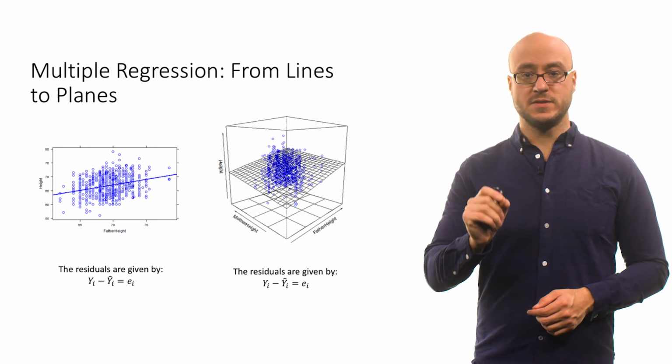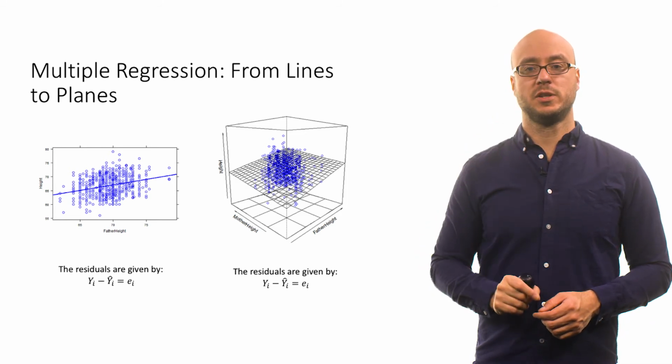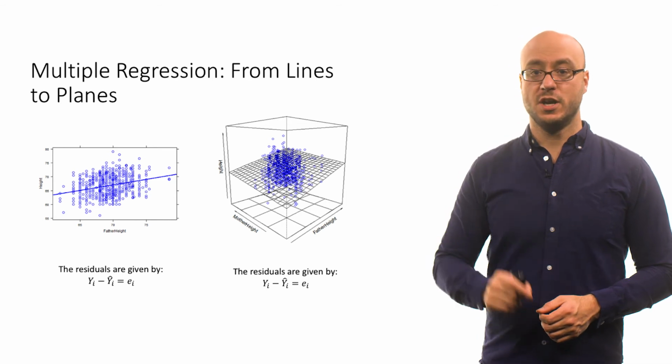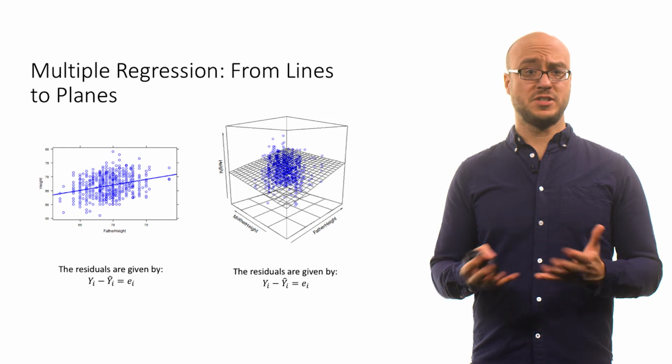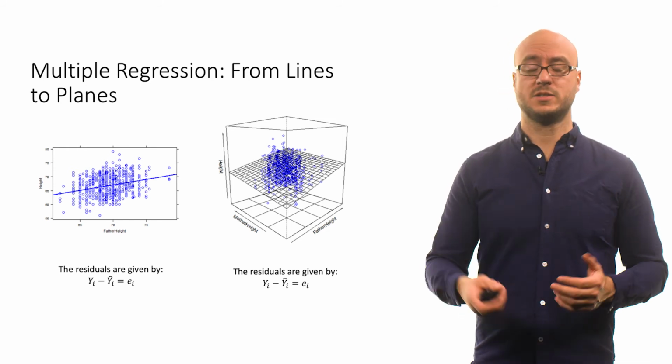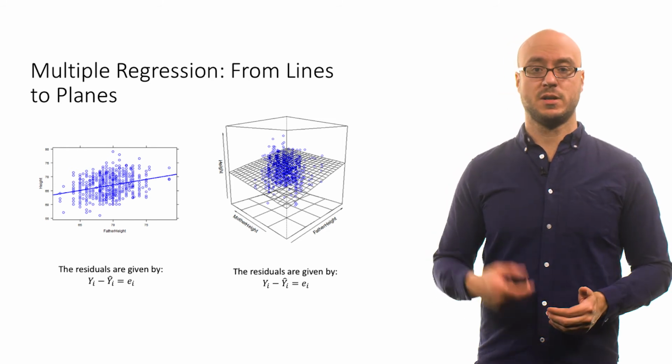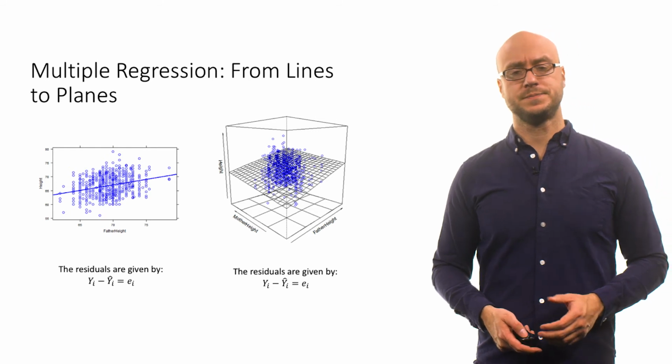Right? The only difference is that the y-hats in the multiple linear regression case are a function of two input variables and not just one input variable. But the residuals are the same, right? You have y minus y-hat for both the simple linear regression model and the multiple linear regression model.